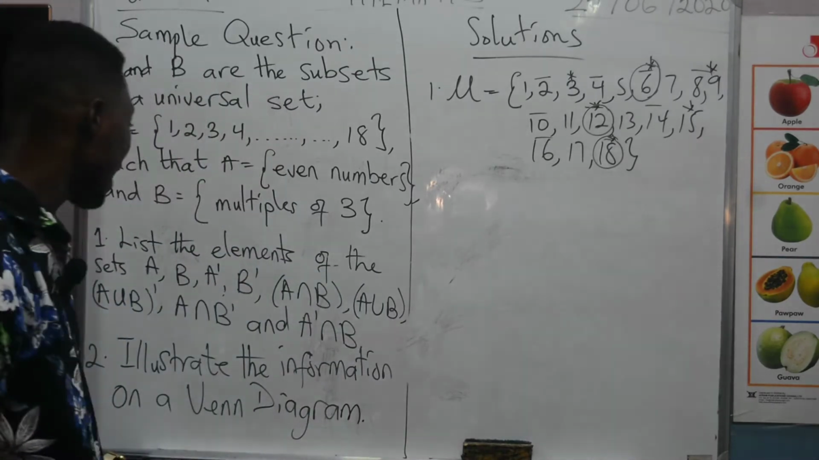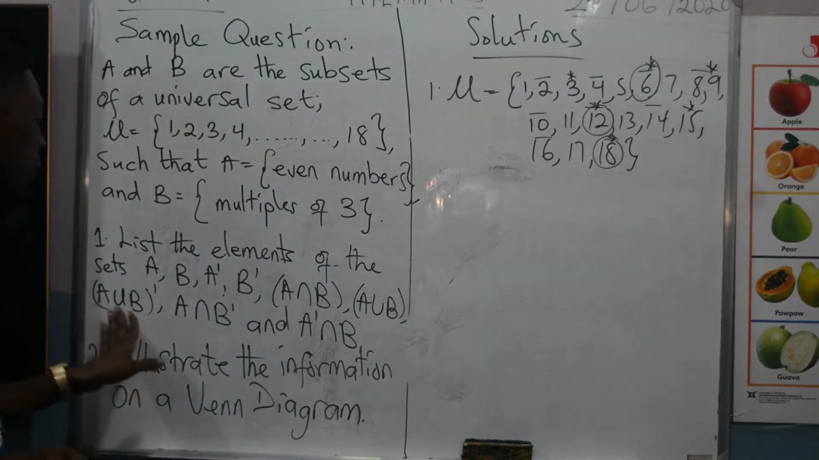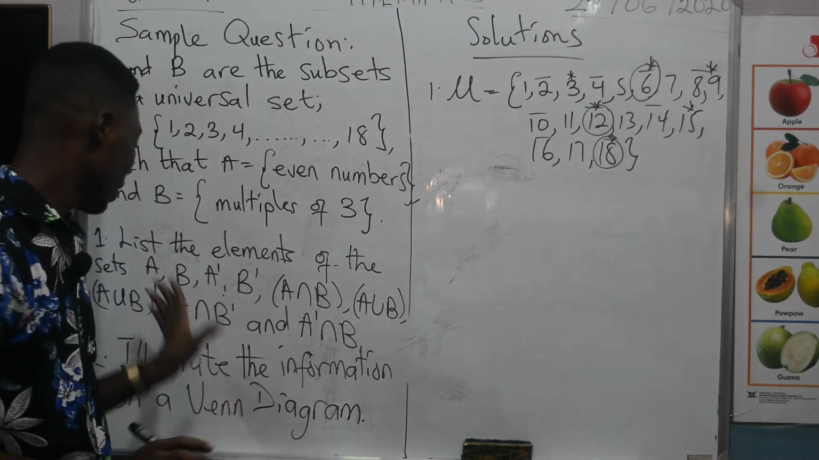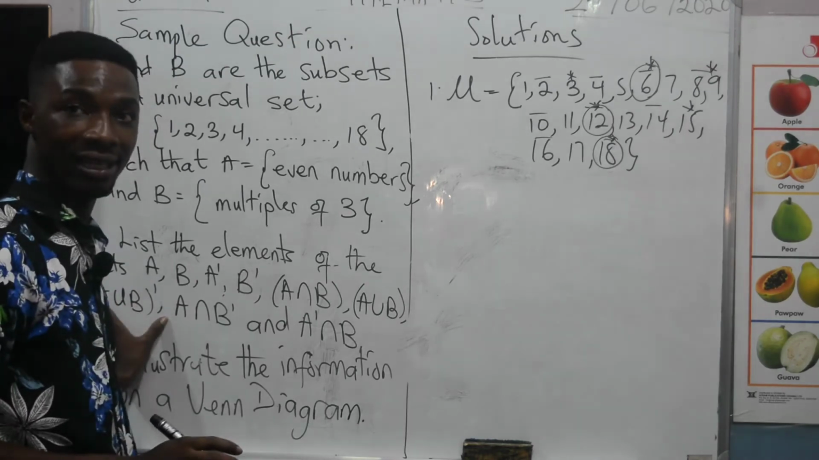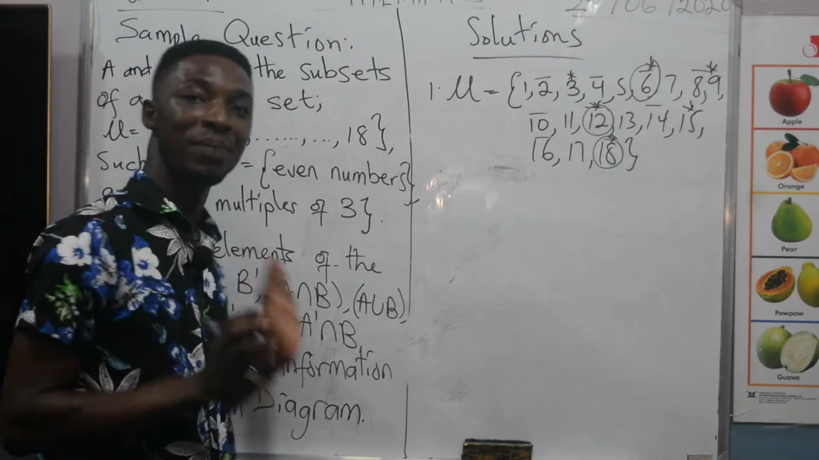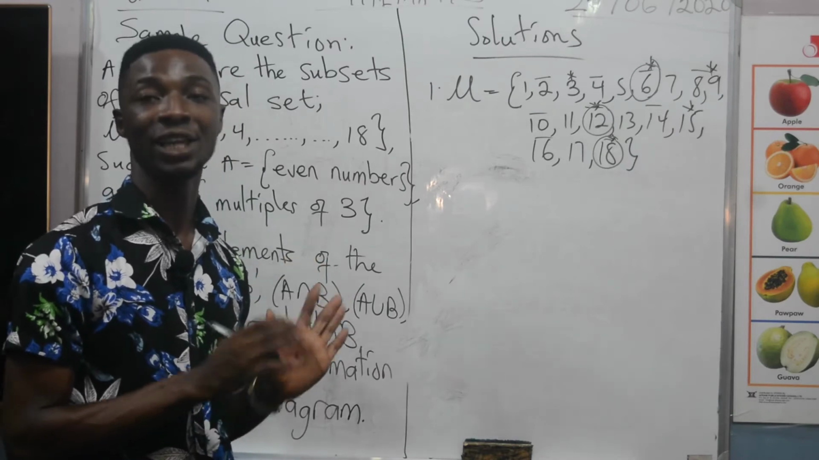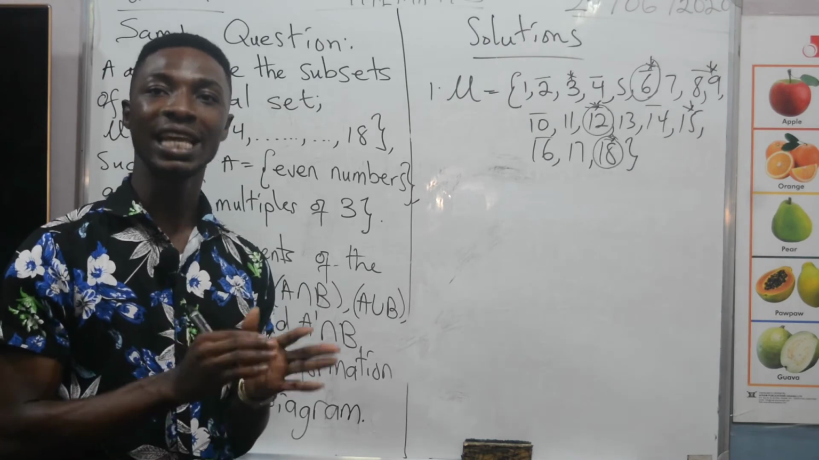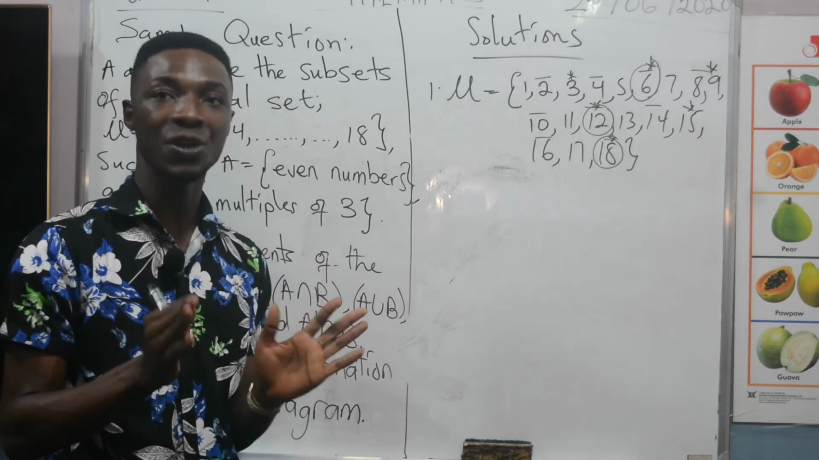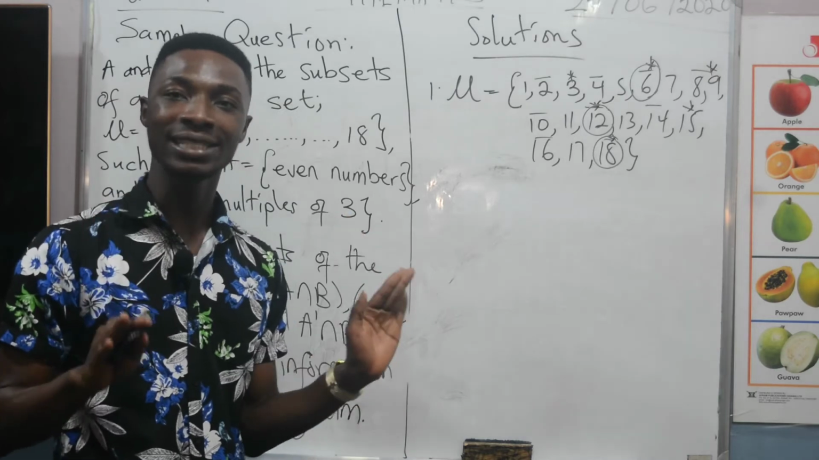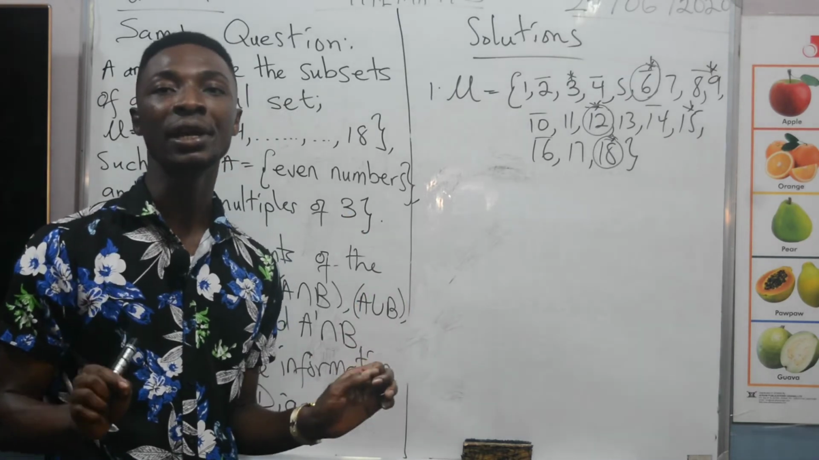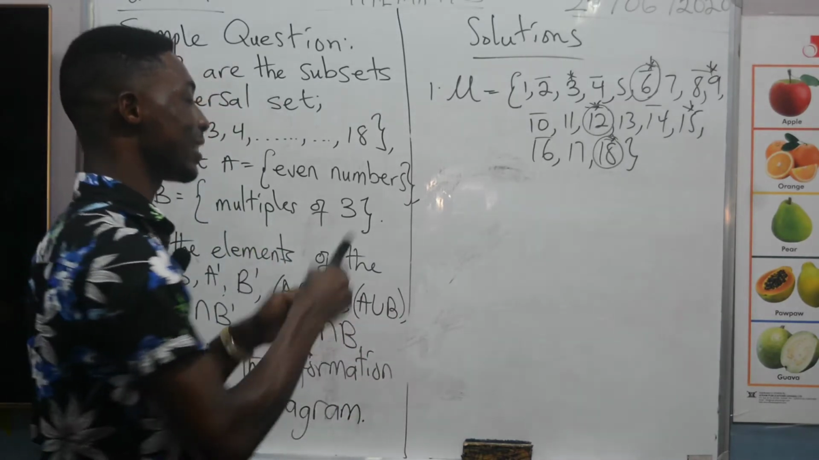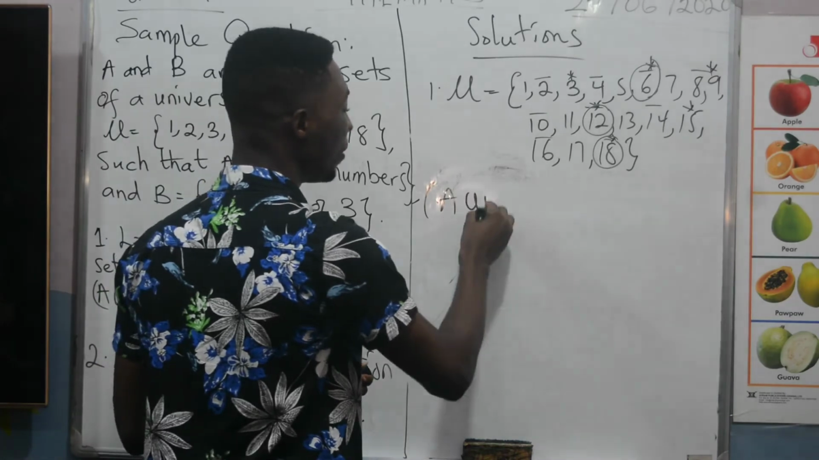The next set we have to list is A union B complement. How do we get A union B complement? We have already listed the elements of A union B. So the A union B complement will be a set which will contain elements that are not in A union B. So any element that cannot be found in A union B will be a member of A union B complement. So let's try listing the elements of A union B complement.